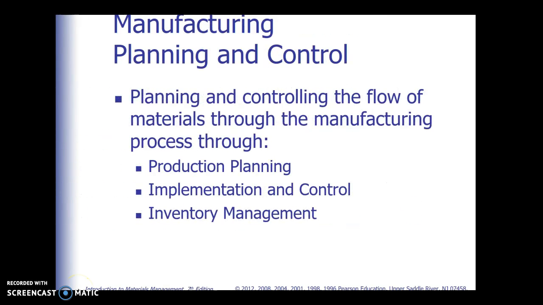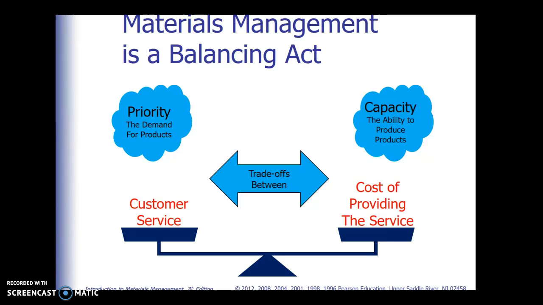When we talk more about manufacturing planning control, we're thinking about the flow of materials. And you've got your production planning, you've got your implementation and control, and of course your inventory management. And those are all very important functions. And when you think about it, it is a balancing act. You can see there's a trade-off. You've got your priority and your capacity that we talked about over in chapter 1. We look at customer service as well as the cost of providing the service. You see it is in the balance.